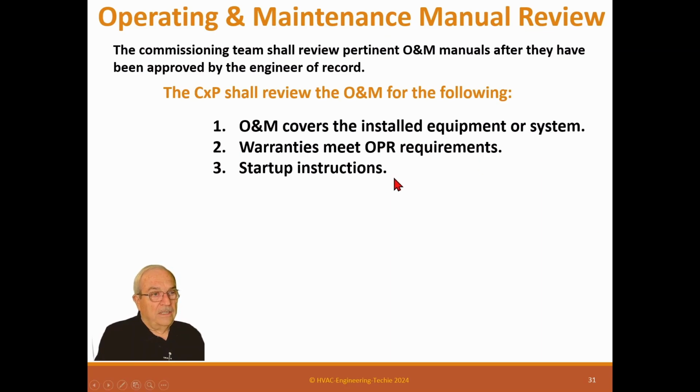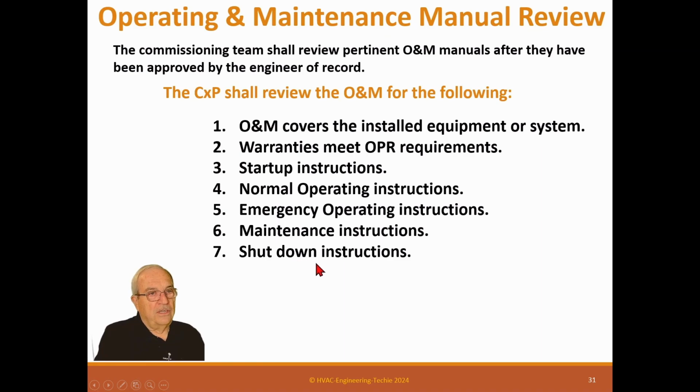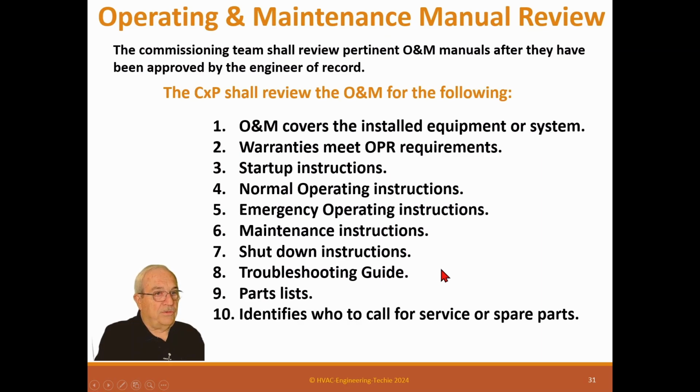Well, it does. A lot of times you get a document for the operation and maintenance of a piece of equipment. You look at it, and it doesn't even tell you what the piece of equipment is. It's for a whole range of 40 or 50 pieces of equipment. And you're sitting there, well, what applies to this piece of equipment? It needs to cover the piece of equipment that you've got on this job. It needs to have startup instructions, normal operating instructions, emergency operating instructions, maintenance instructions, shutdown instructions, and a troubleshooting guide. It needs to have a parts list that can be purchased if you need them in the future. It identifies who to call for service or parts.